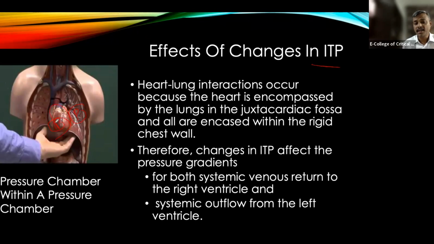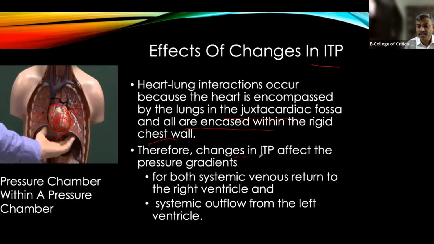A heart-lung interaction occurs because the heart is encompassed by the lungs in the juxtacardiac fossa, and all are encased within the rigid chest wall. This is what matters here. Both are in the rigid chest wall. So some problem in the lungs should affect the heart, and any problem with the heart should affect the lungs, because they are together in the same case.